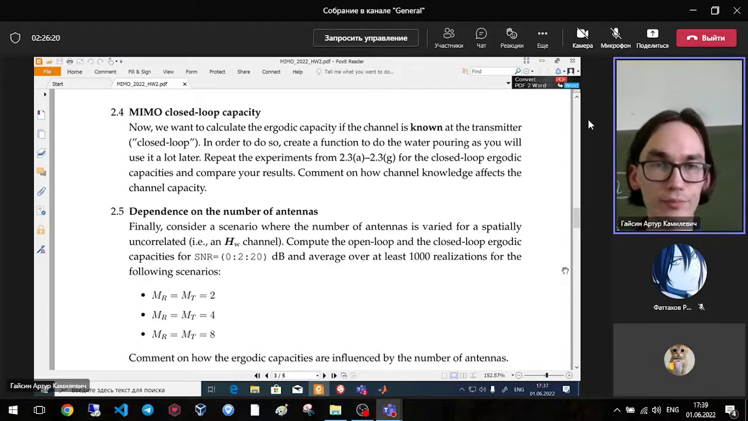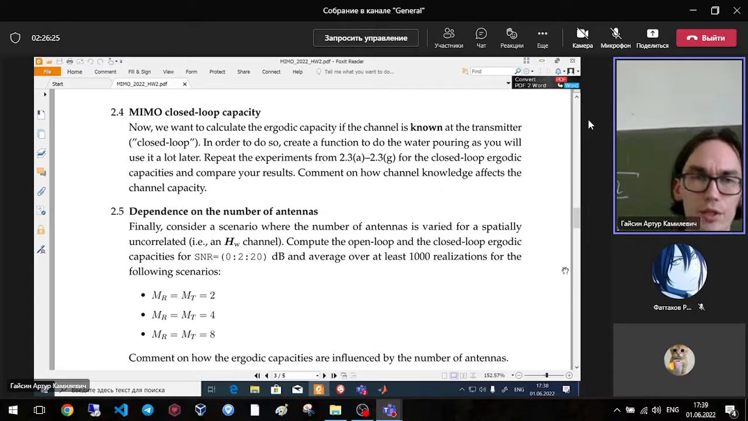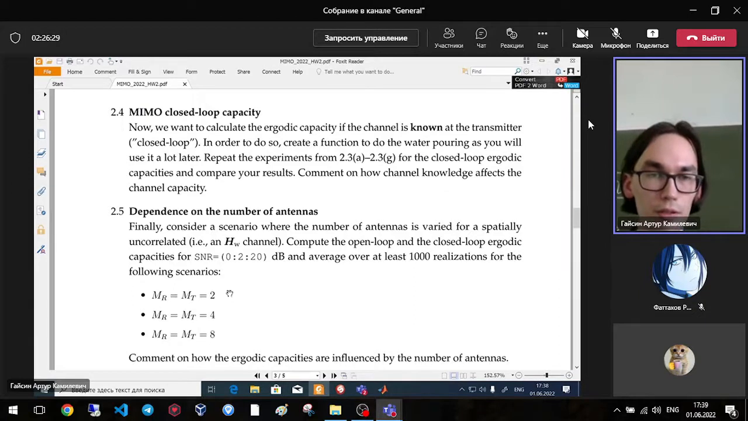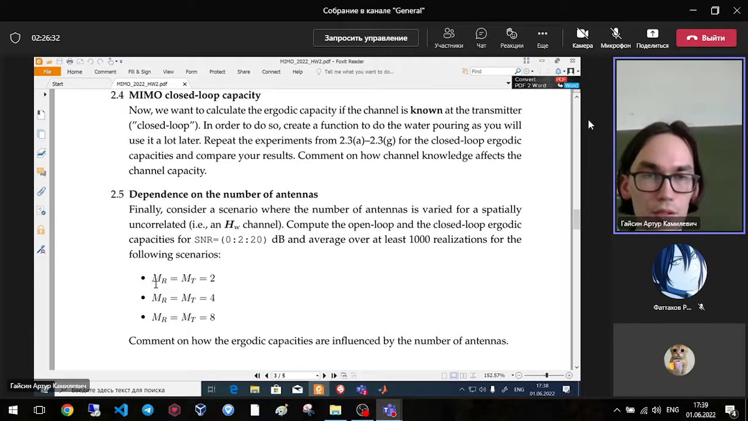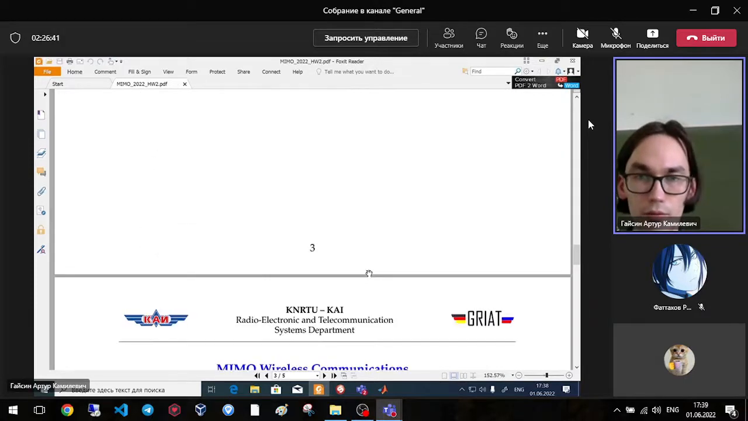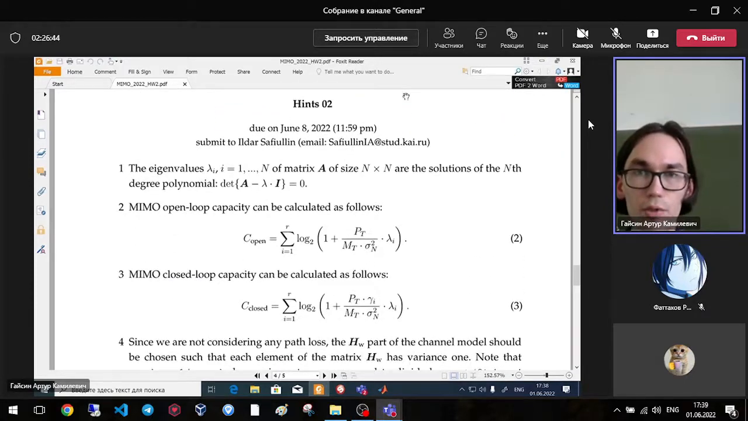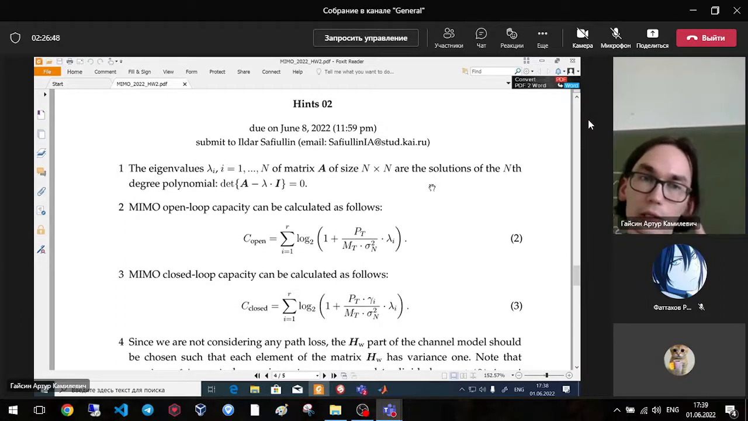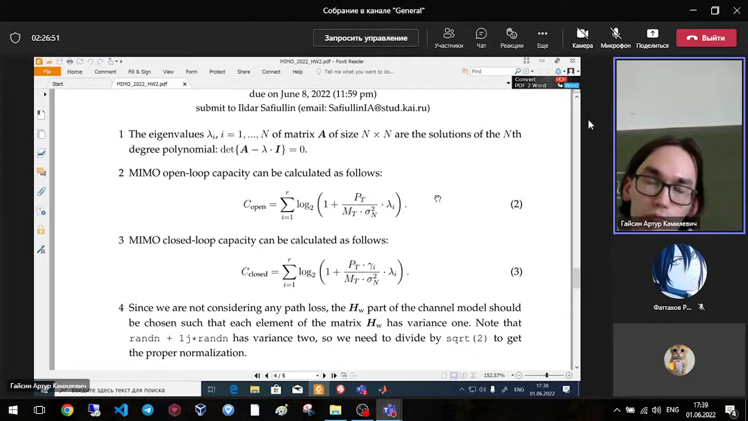And the last thing here, how the capacity is changed if we change the number of receive and transmit antennas. So first case, it is MR, MT equal to 2, then MR, MT equal to 4, and MR, MT equal to 8. And here you are given hints. So first one, it is for how we can find eigenvalues. Then main equations for open loop capacity and closed loop capacity.